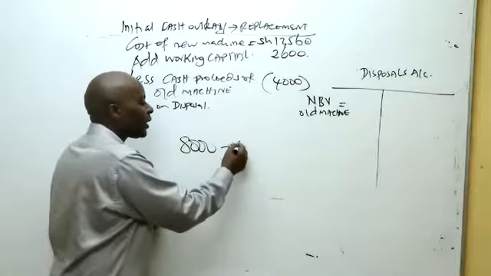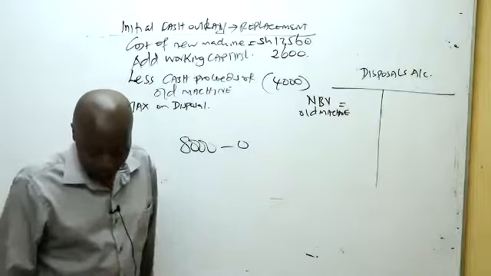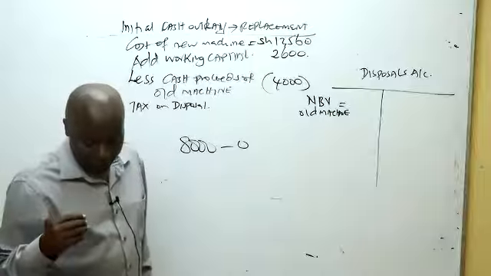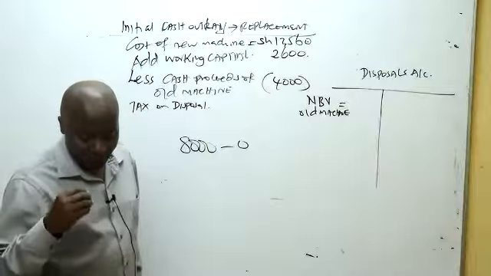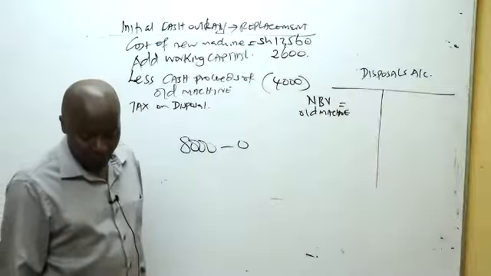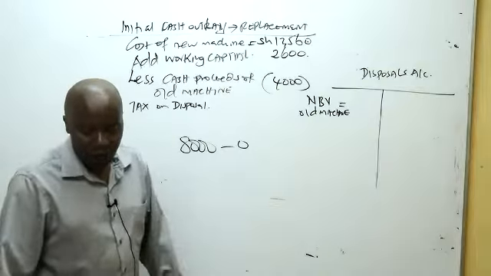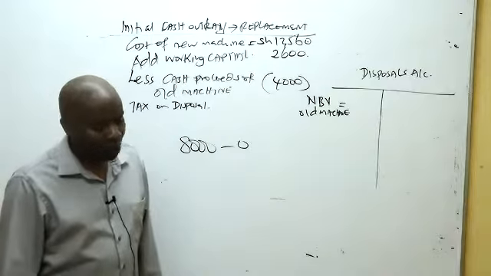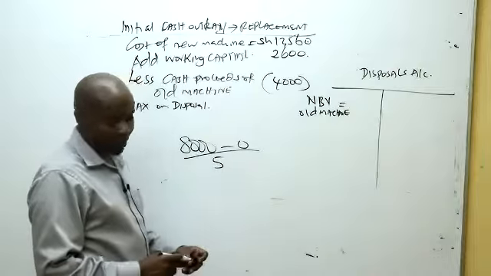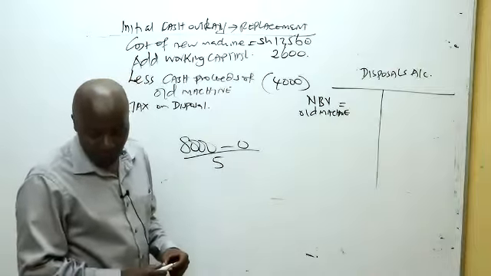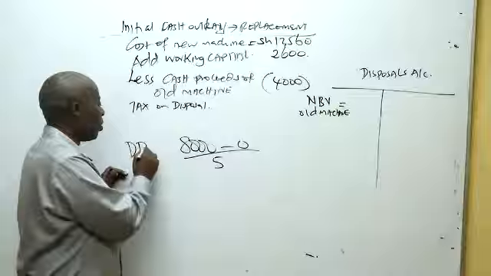We are told the old machine does not have any scrap value. If you read that question very well, in the third sentence of the first paragraph, the existing machine was estimated to have a useful life of 5 years ago with no salvage value. So it doesn't have any salvage value. So divided by 5 years. Could you kindly give me this figure? This is depreciation per annum.